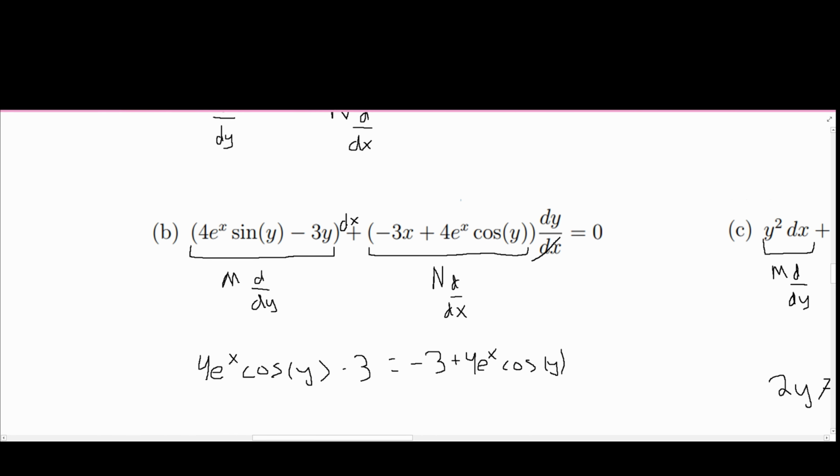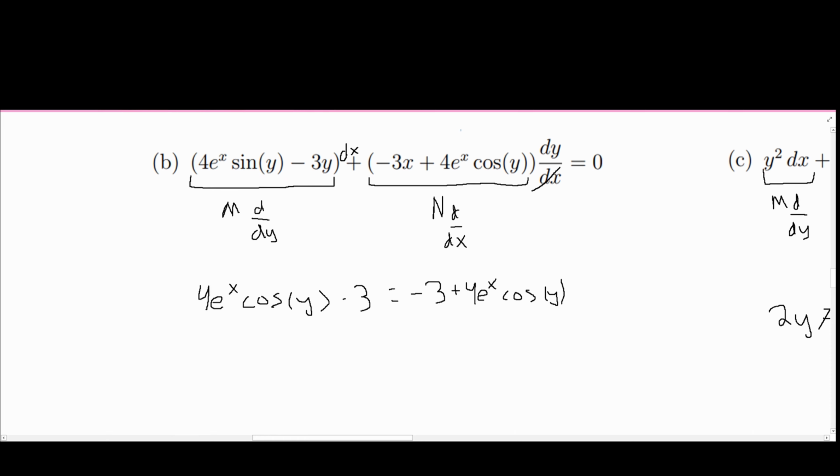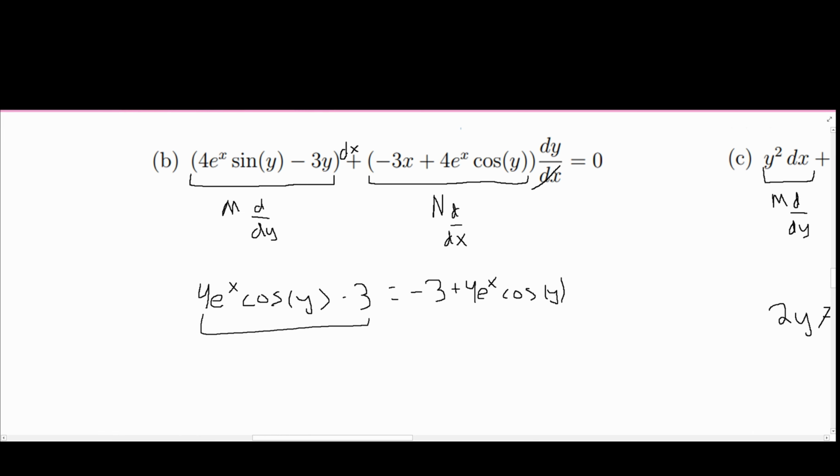With part b, we originally start out with dy over dx right here. To get this into the form that we need, we multiply everything by dx to cancel out this dx and get a dx over here. After we take that derivative, we can see that these do in fact equal each other.